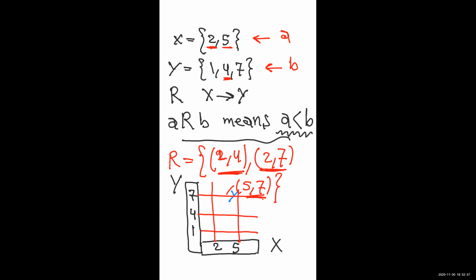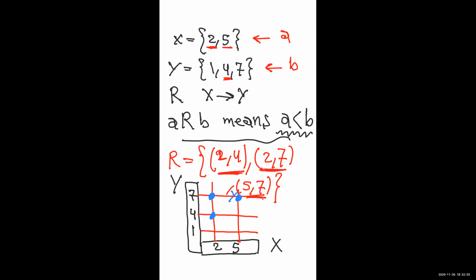Now, represent your points. The first point is 2 and 4. Where is 2 and 4? 2 on X, 4 on Y. So this means this point. And then 2 and 7, so it will be this point. Then 5 and 7, it will be this point on the top.